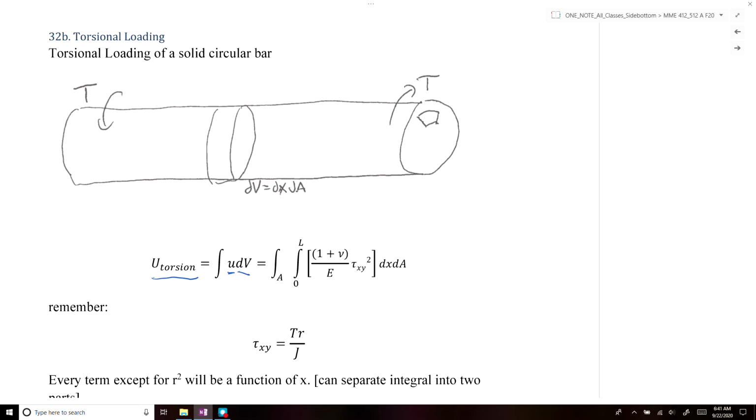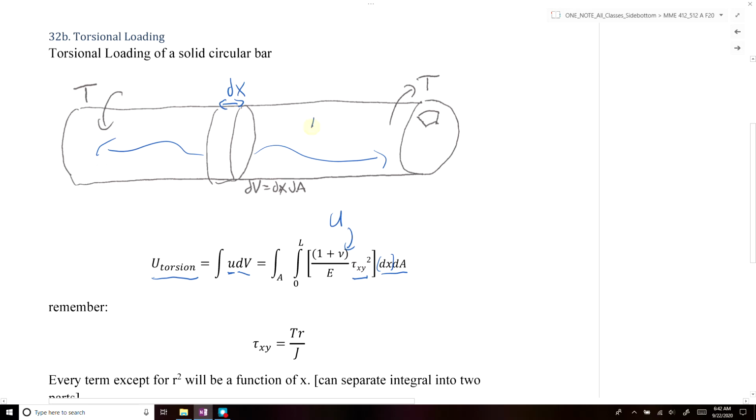So let's define our strain energy first. Our strain energy, we know for a torsional loading, is equal to the shear stress squared times 1 plus Poisson's ratio divided by E. And then we know that for our loading, the area is going to be constant if we find our differential volume along the length here. It might change as a function of x, but it's still going to be circular across the section. And the differential element we're going to integrate over is going to be dx.